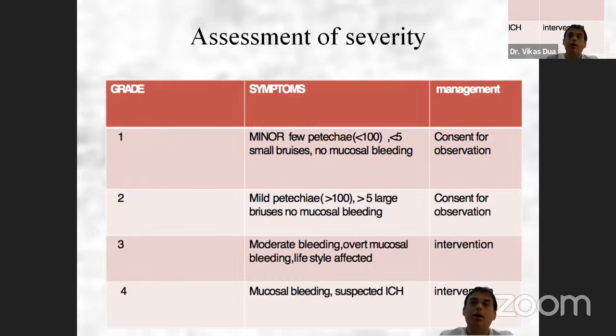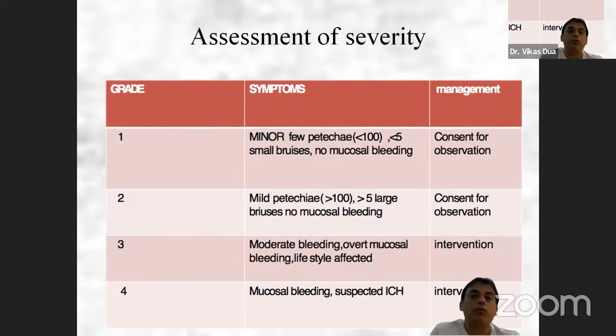For example, a patient who stays near the hospital and understands that in case there is a mucosal bleed, they will come to the hospital, they understand the side effects of each and every medicine, and they give a consent for observation, you can do that. There might be a different case scenario.